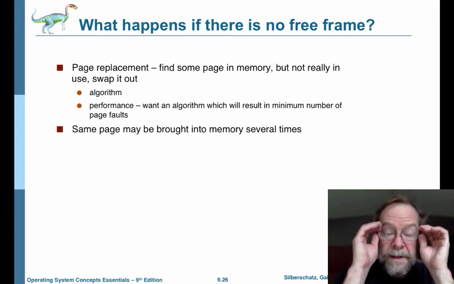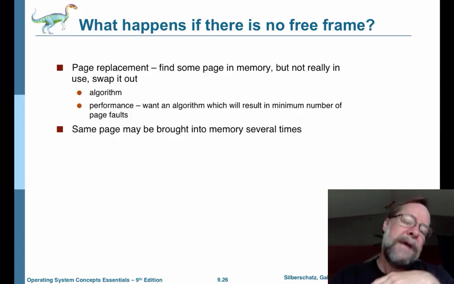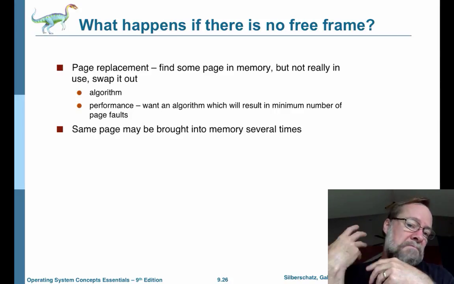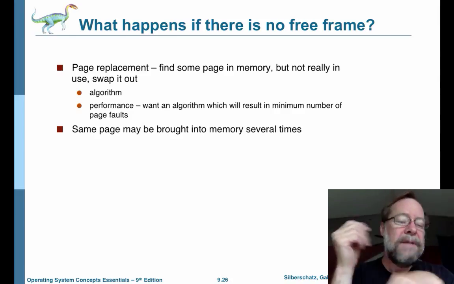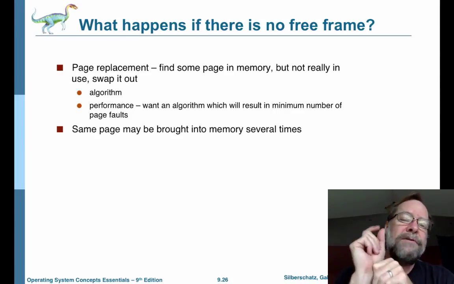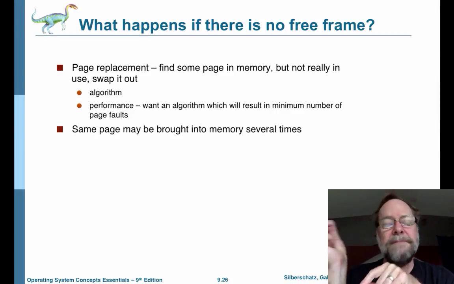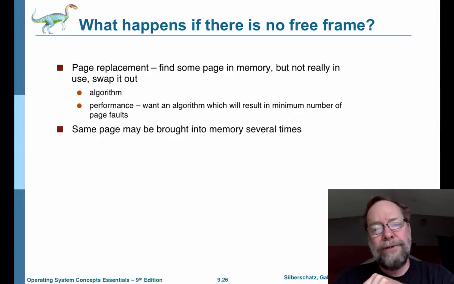Okay, so what happens if there's no free frame? You have a page fault, you want to bring a page back into memory, but there's no free frame. That is, all the frames are occupied. All your memory is filled by other processes' pages. In that case, you're going to have to choose a page to swap out. That is, move it from its frame and put it back onto the hard drive.